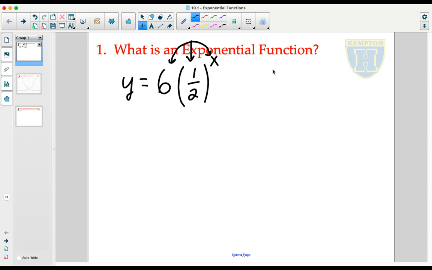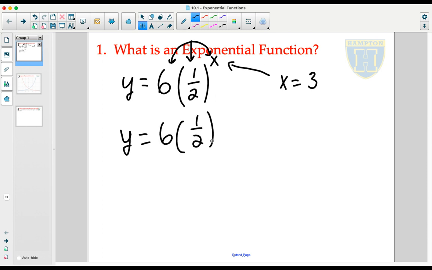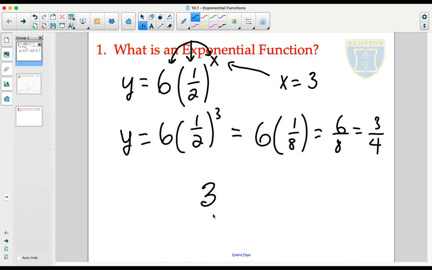We're going to evaluate this function at the number x is equal to 3. Just as we have done for every function throughout this year, we're going to use that 3 in the place of x and follow the order of operations to evaluate. y equals 6 times 1/2 to the third power. Exponents come before multiplication. 6 times 1/8, which is 6/8, which simplifies to 3/4. So we know that this graph will go through the point 3, 3/4.